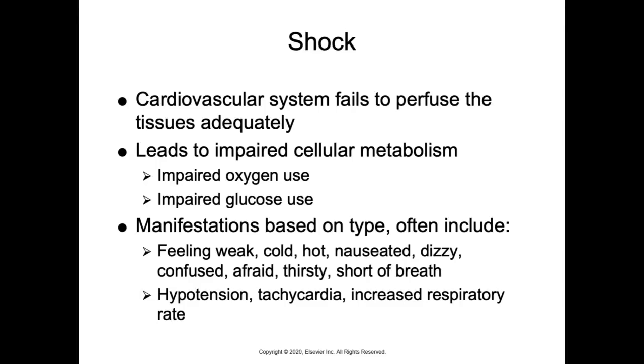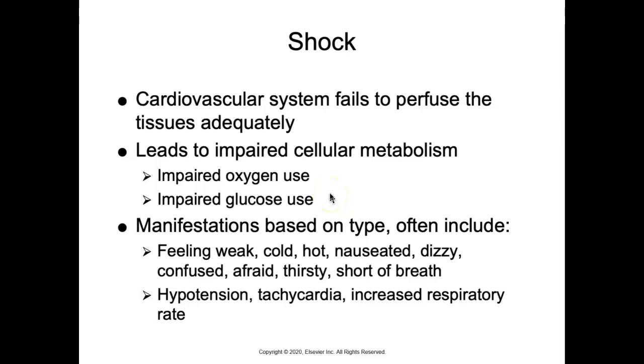Hello and welcome to our last video on chapter 26, where we are going to talk about shock and multiple organ dysfunction syndrome. So let's start off with shock. This is when our cardiovascular system fails to perfuse our tissues adequately. It leads to impaired cellular metabolism. We've got impaired oxygen use and glucose use.